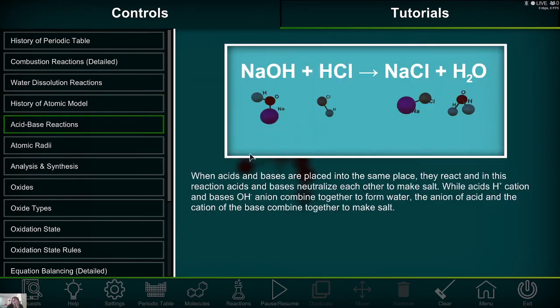When acids and bases are placed in the same place, they react, and in this reaction, acids and bases neutralize each other to make salt. While acids' H plus cation and bases' OH anion combine together to form water, the anion of acid and the cation of the base combine together to make salt.